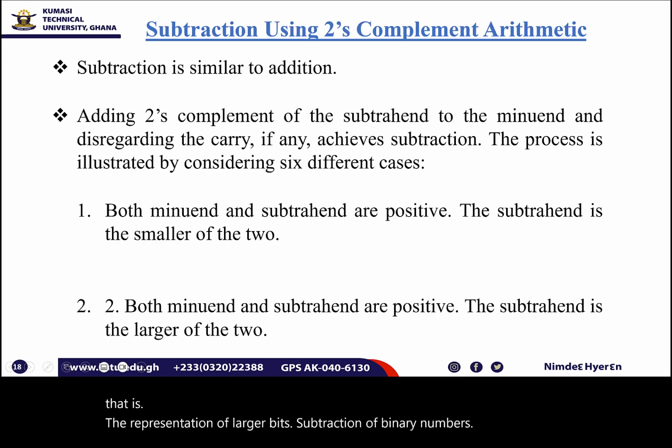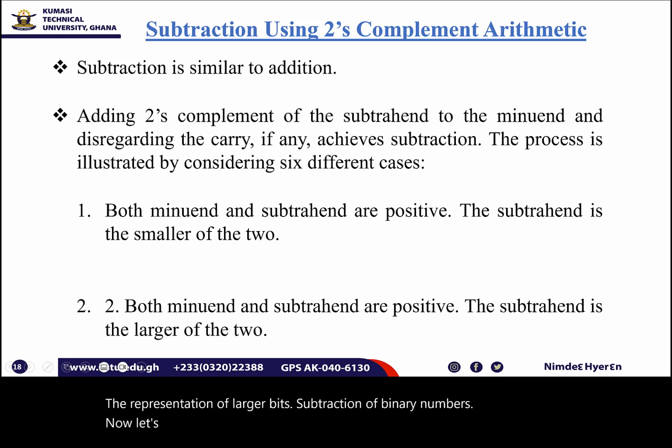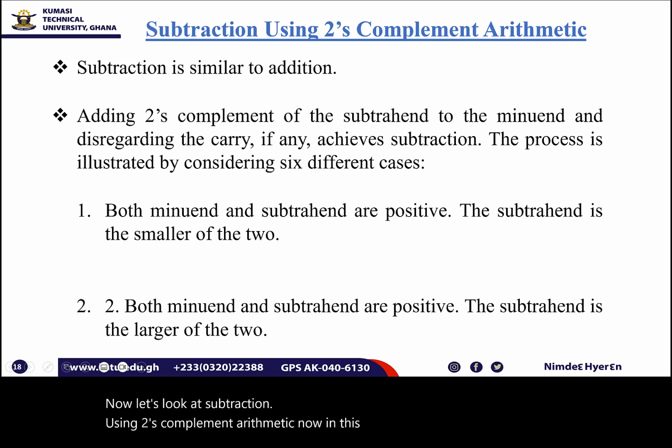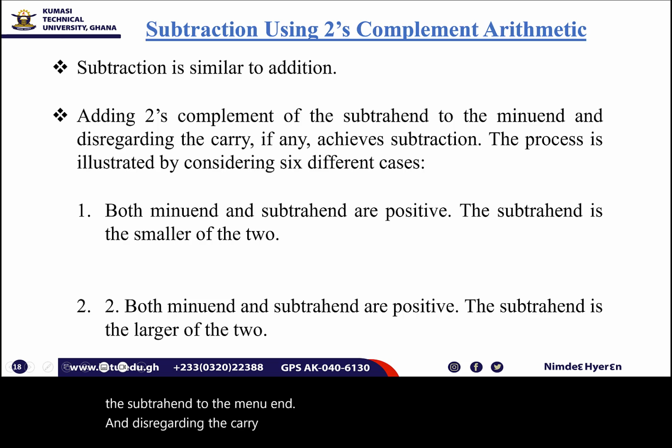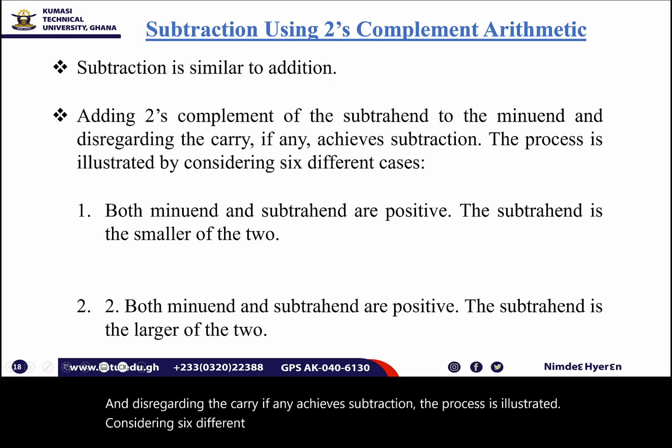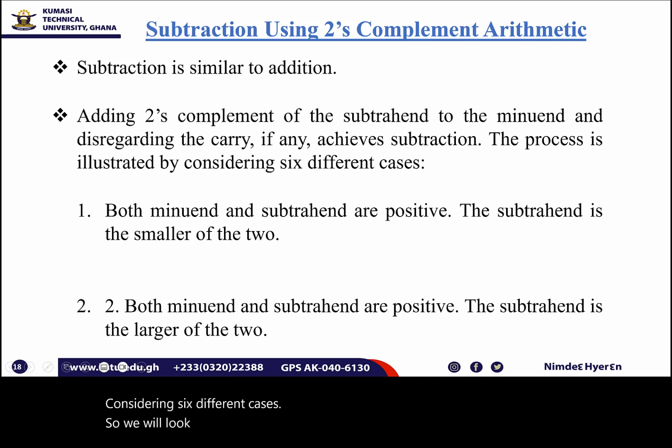Now let's look at subtraction using 2's complement arithmetic. In this case, adding 2's complement of the subtrahend to the minuend and disregarding the carry, if any, achieves subtraction. The process is illustrated considering 6 different cases. So we will look at when both minuend and subtrahend are positive.